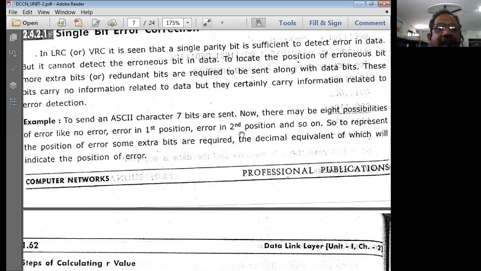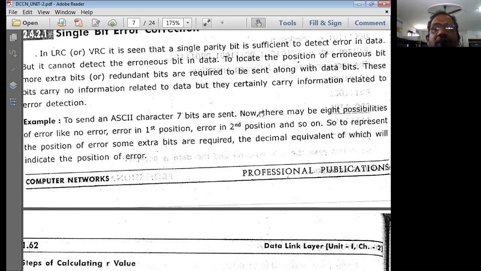We'll take the example of a 7-bit ASCII character. Imagine that a 7-bit ASCII number is transmitted. Now there may be 8 possibilities. There are 7 bits, and any one of the 7 bits may get corrupted. So there are 7 possibilities of finding the error at the appropriate bit positions. Apart from this, if there is no error, then it is no error. Put together, you are going to have 8 possible errors in this particular kind of data stream.